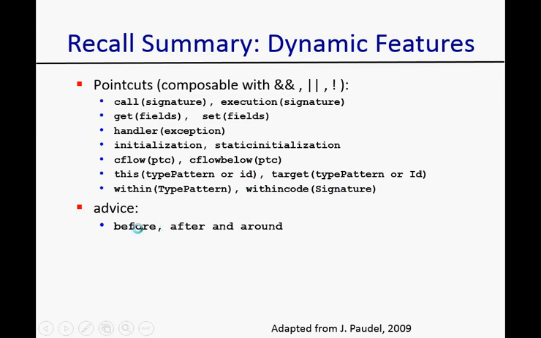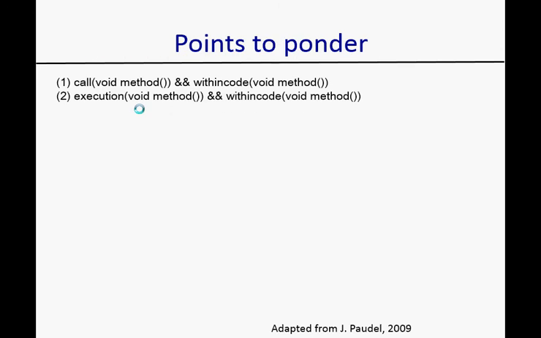Now, having specified these pointcuts, we can then, with advice, specify code that should be executed before a pointcut, after a pointcut, or around it, particularly for the case of, for example, the call, where by matching that, we can capture the return value, for example, of that call.